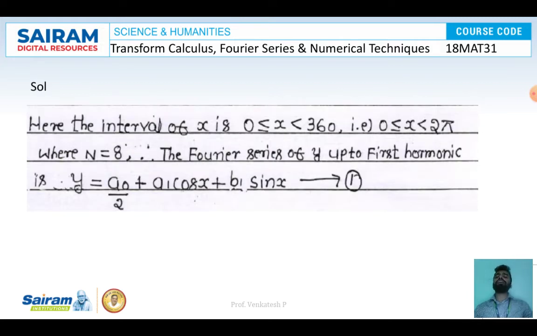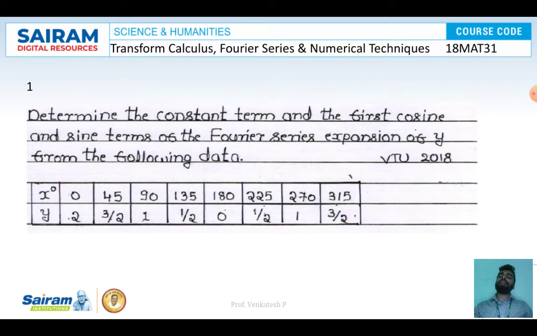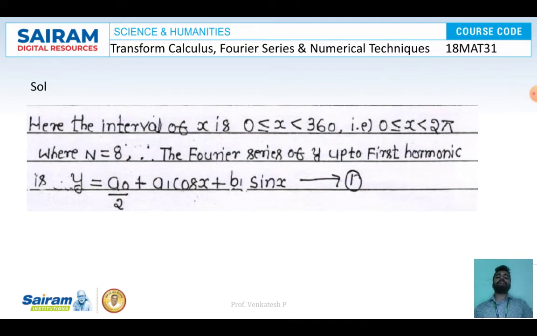Here the range of x is 0 less than or equal to x less than 360, that is 0 less than or equal to x less than 2 pi. So it is a 2 pi interval, and the value of n is 8 here. The number of data points is 8, that is 1, 2, 3, 4, 5, 6, 7, 8. So the value of n will be equal to 8.